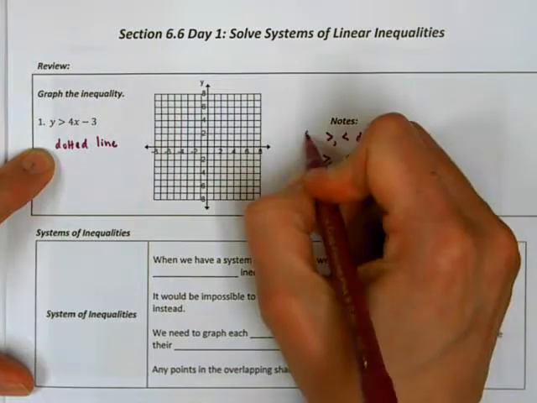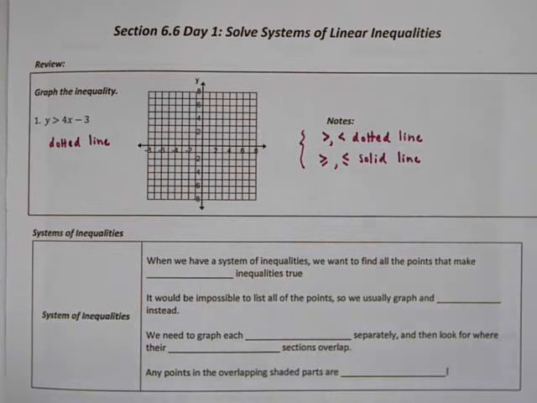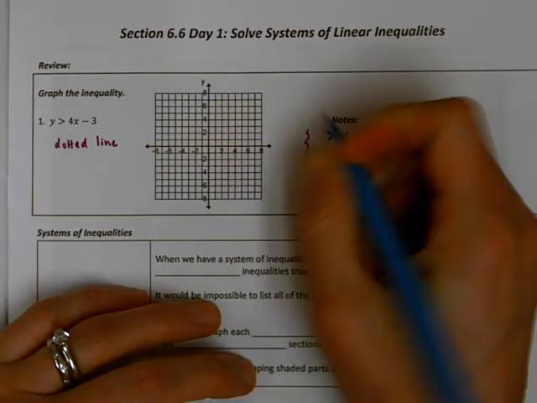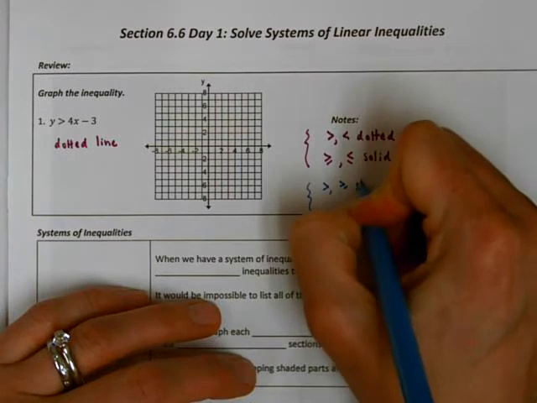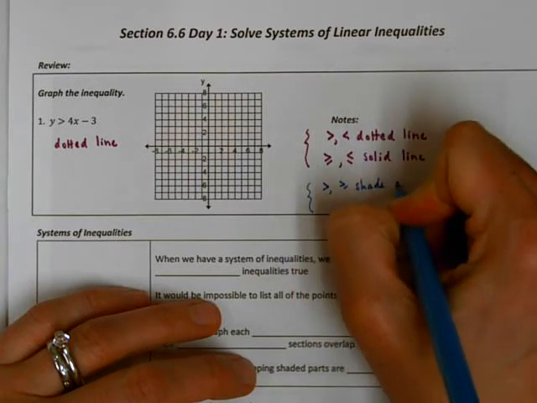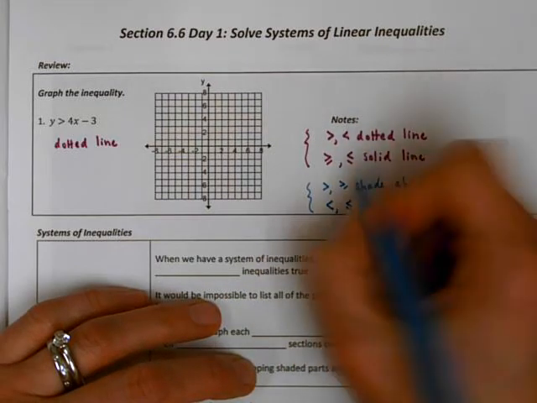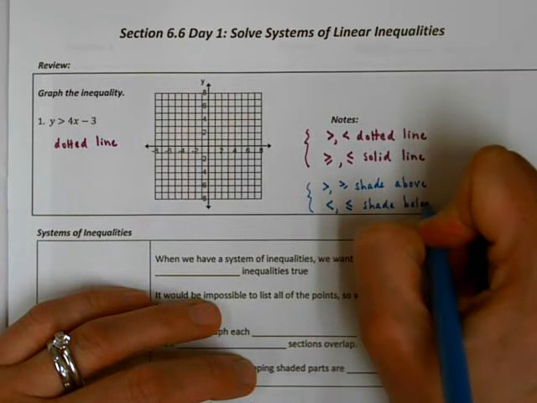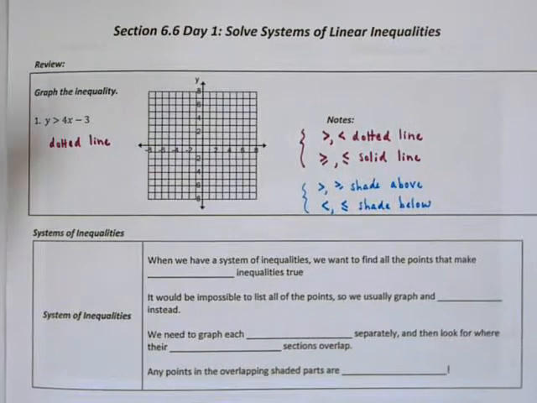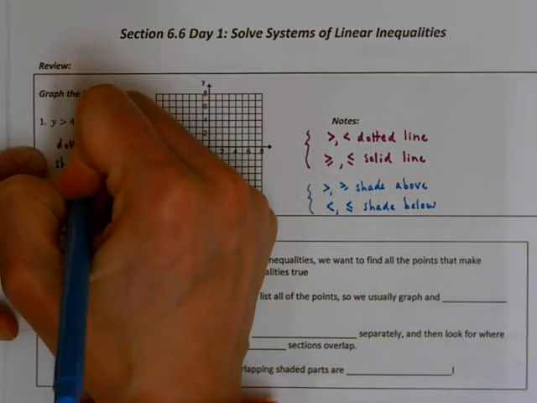Now, the other thing we had to think about was where we shade. And so we had said if our inequality symbol was greater than or equal to, that we were going to shade above the line. And if it was less than or equal to, we were going to shade below the line. So in our case, since it's greater than, when we get there, we're going to be shading above.